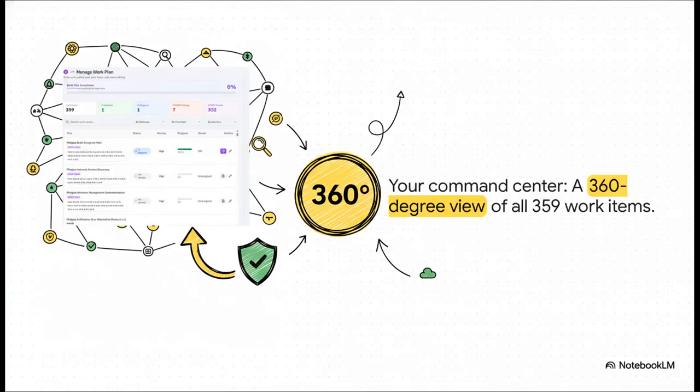This right here is your command center. This is where you'll live. The dashboard gives you that 30,000-foot view of everything. You can see all 359 items, track their status from not started all the way to completed, check their priority, and see exactly who is responsible for each task. It turns that chaos we talked about into a clear, manageable workflow.